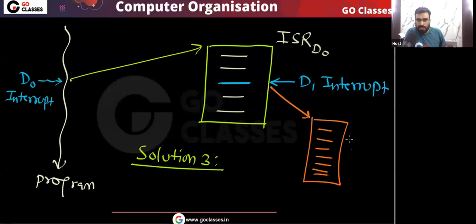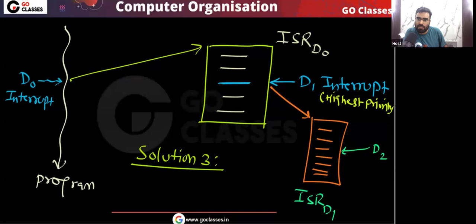But let's assume that when you are running this ISR for D1, another interrupt is coming from device D2. Now let's assume that this is not higher priority than D1, meaning D1 has the highest priority. So you can see that if D1 is the highest priority, meaning D2 has lower priority than D1, then the CPU will not execute the ISR of D2.